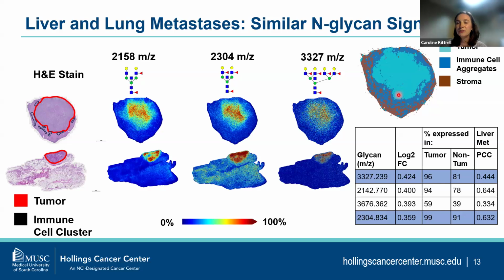And we were able to segment the liver met into 3 different cell populations of tumor, immune cell aggregates, and stroma. And we repeated the analysis using Pearson correlation coefficients to see what N-glycans are specifically colocalizing with this area of tumor. And we found the same N-glycans that colocalize statistically with the tumor here in our met also colocalized statistically with our tumors from PDAC.